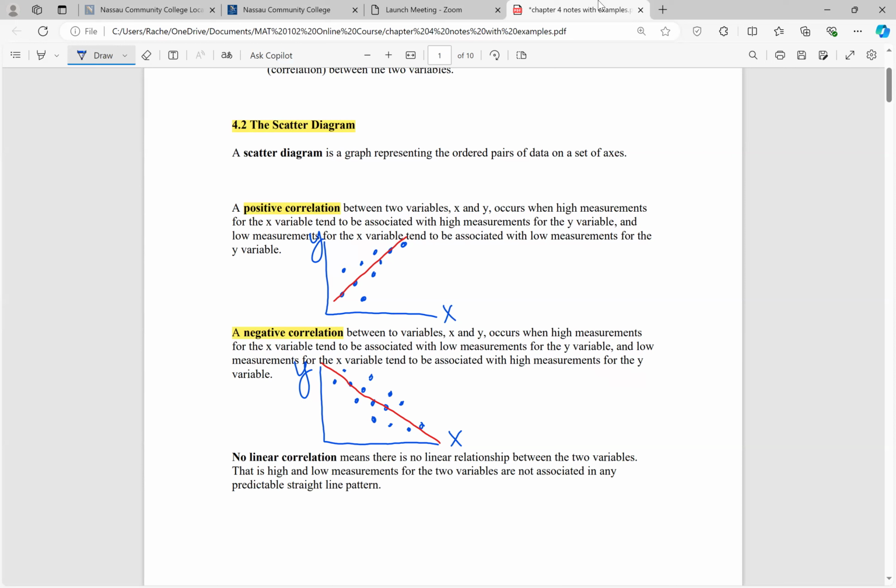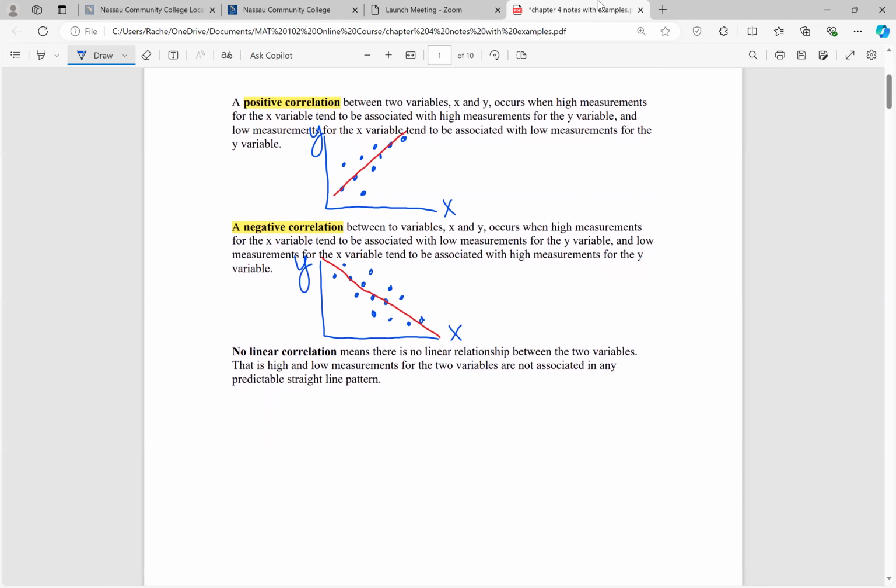But not all paired data has a positive or a negative correlation. It's very possible that there's no linear correlation between our data. So that's this third definition here, no linear correlation. So that means that there's no linear relationship between the two variables. And we don't see any predictable straight line pattern. So I'll give you an example.